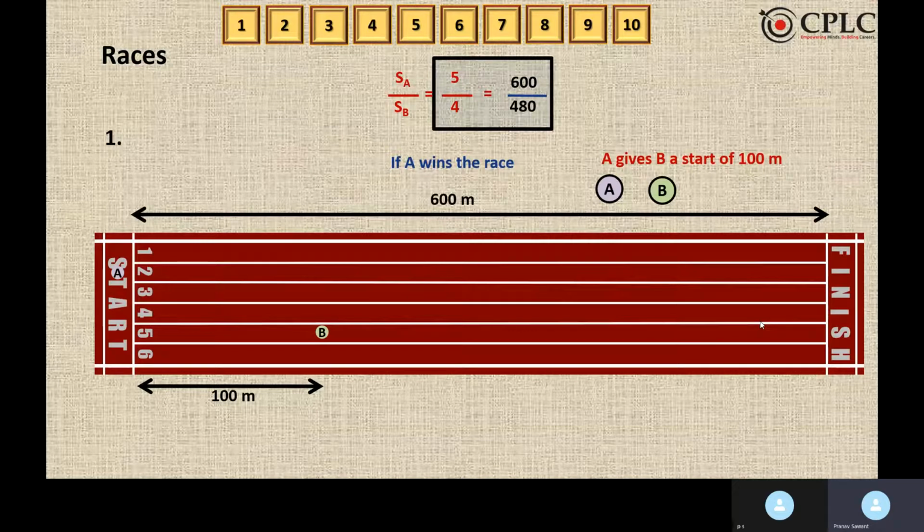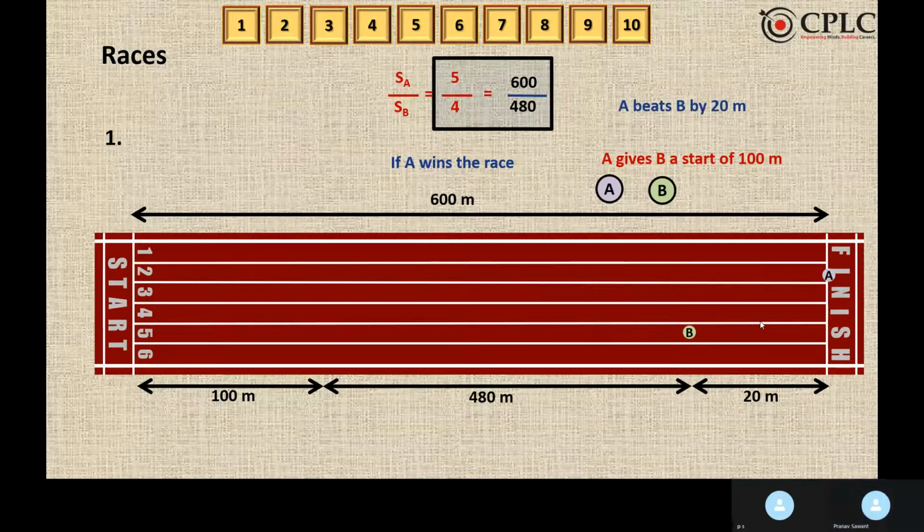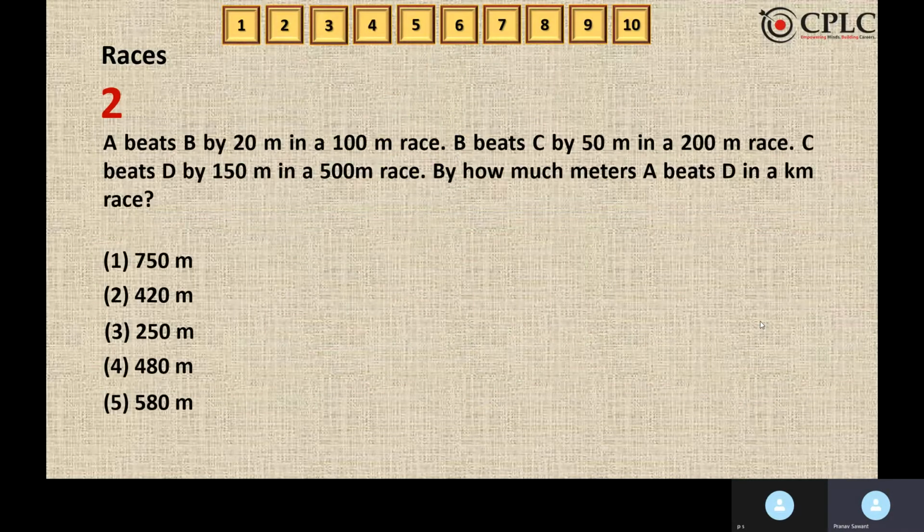But B had already run 100 meters. That means the total distance covered by B would be 480 plus 100, that is 580. A completes the race, B completes 580 meters. Hence, we can say that A beats B by 20 meters. So A wins the race, and A beats B by 20 meters. Move to the next question.